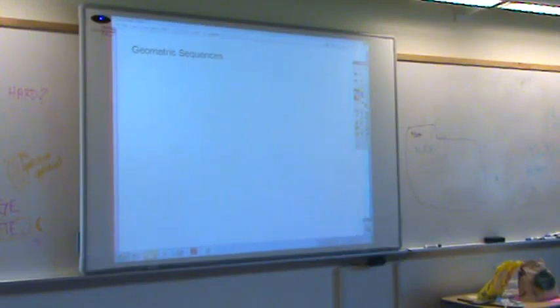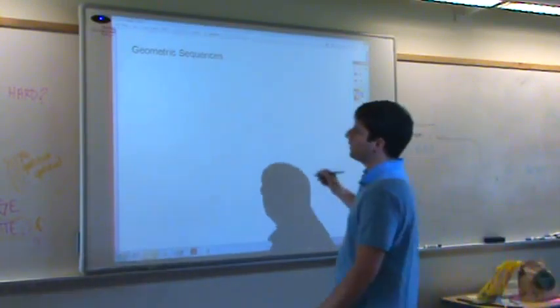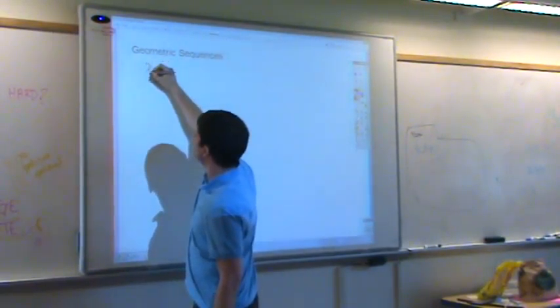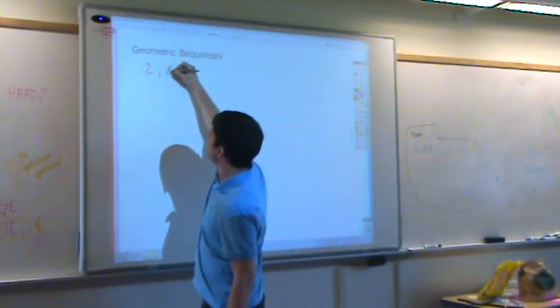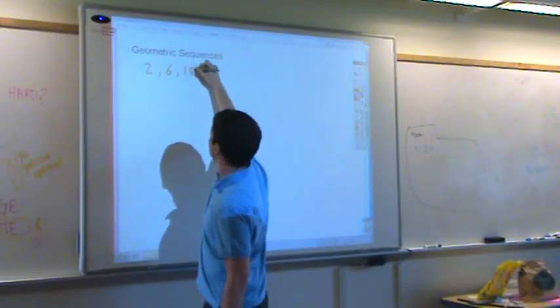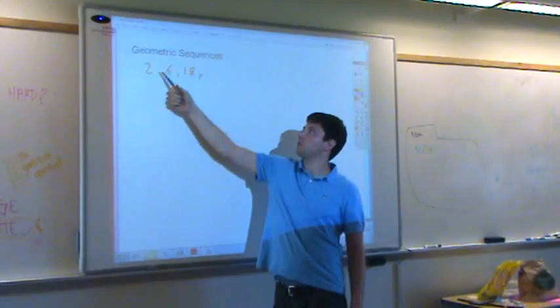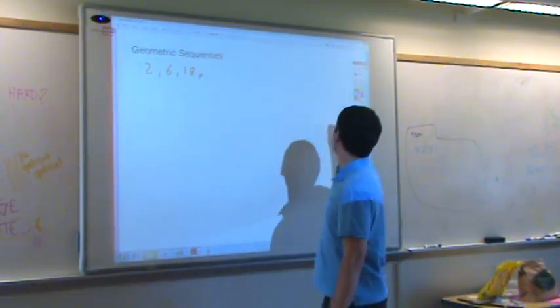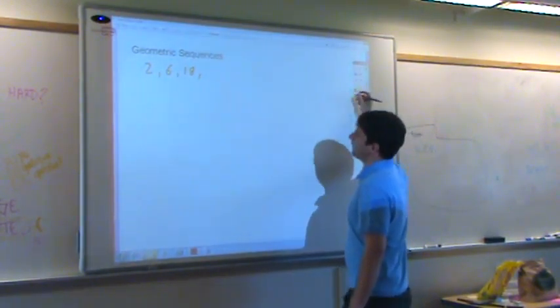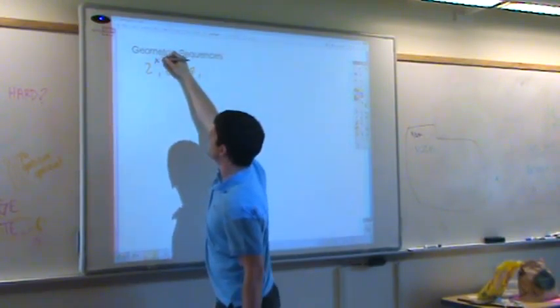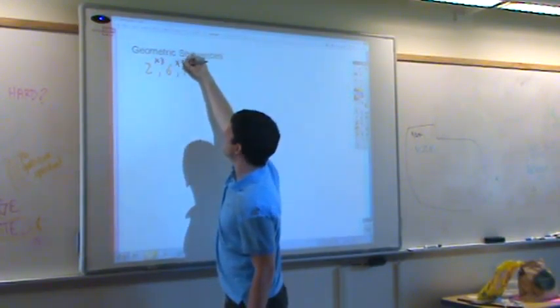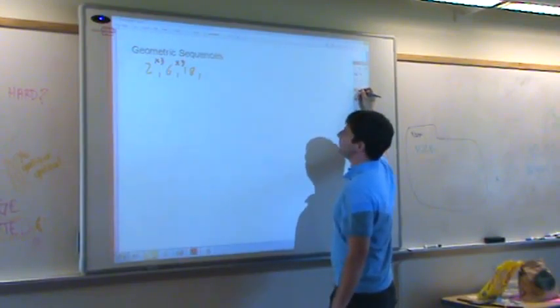Geometric sequences are a lot like arithmetic sequences, except you're doing something different here. What comes next? What do I do to get from here to here? Times 3. Times 3. Times 3. Rather than adding 3, we're multiplying by 3. 54, good.